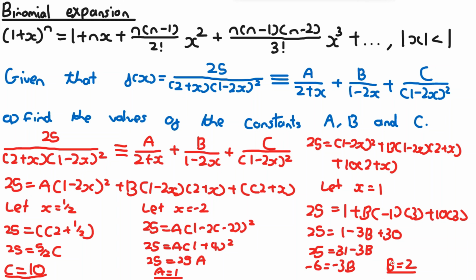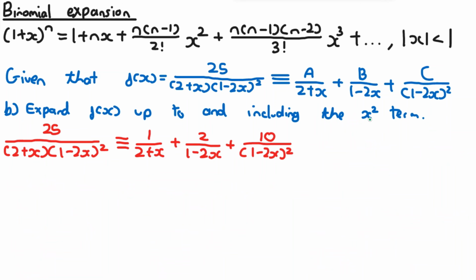So those are the values of a, b and c. A is equal to 1, b is equal to 2, and c is equal to 10. So for part B, you'll need to expand f of x up to and including the x squared term.